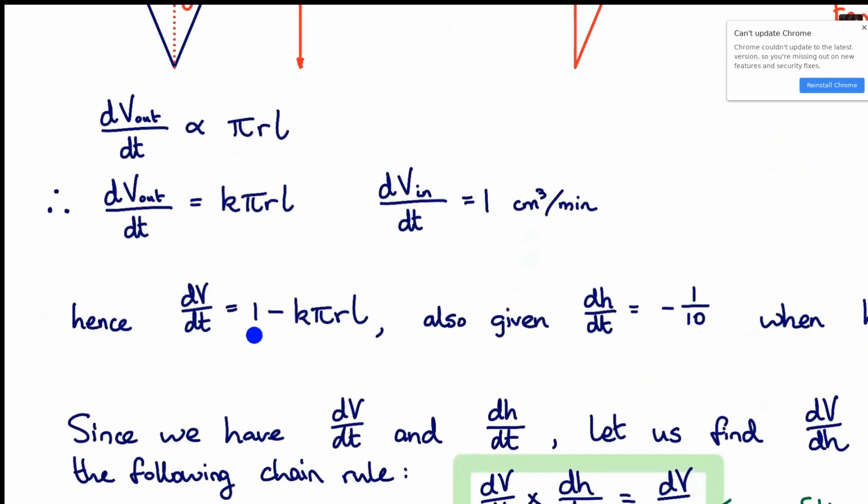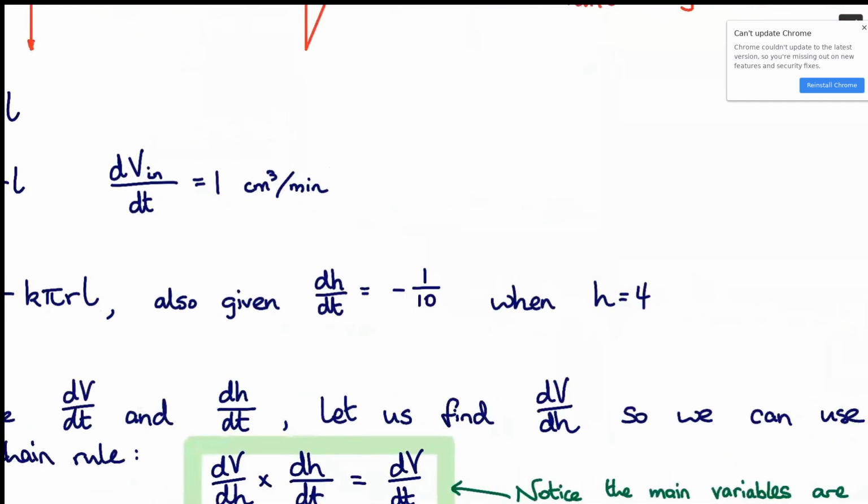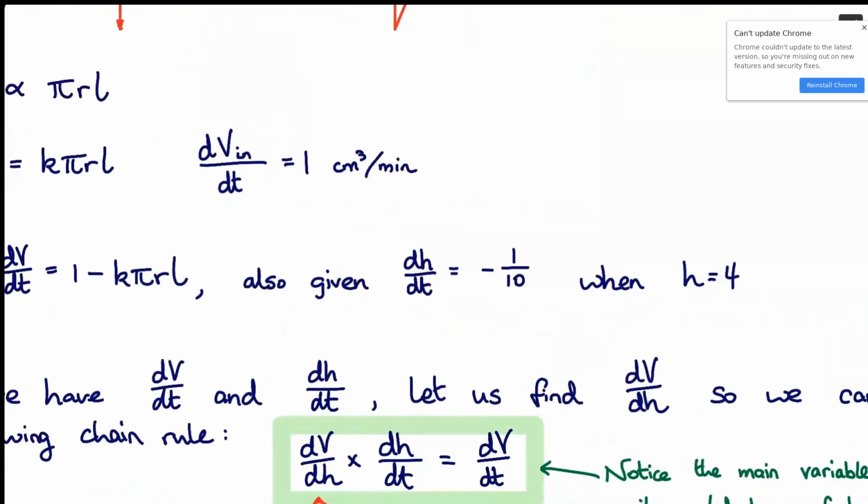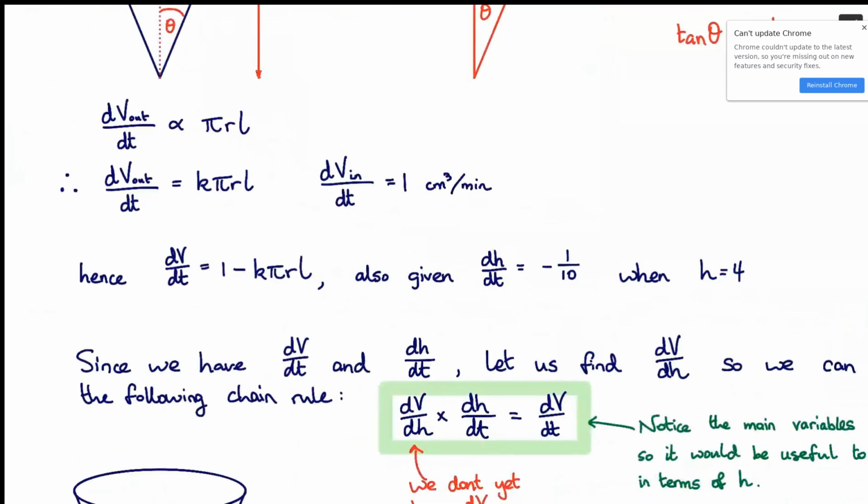So using those two pieces of information, we know that the change in volume of liquid, the amount of liquid going in minus the amount of liquid going out, would be this expression, dV/dt, the change in the volume of liquid. Obviously, if that value is positive, then the liquid will be increasing. If it's negative, it's decreasing. We're also told that the height of the liquid is decreasing at a rate of 0.1 centimeters per minute. And that's specifically when the height is equal to 4.